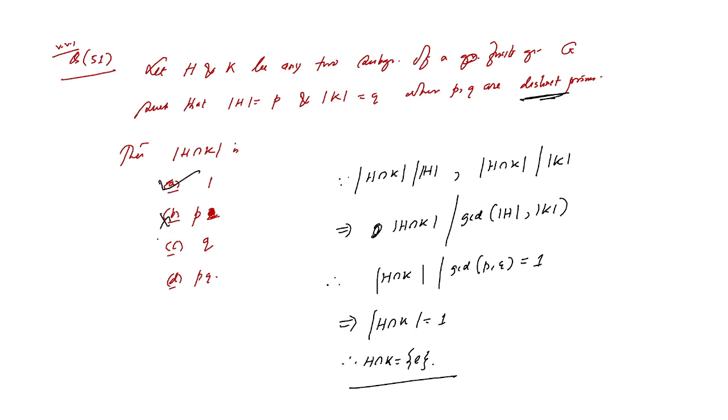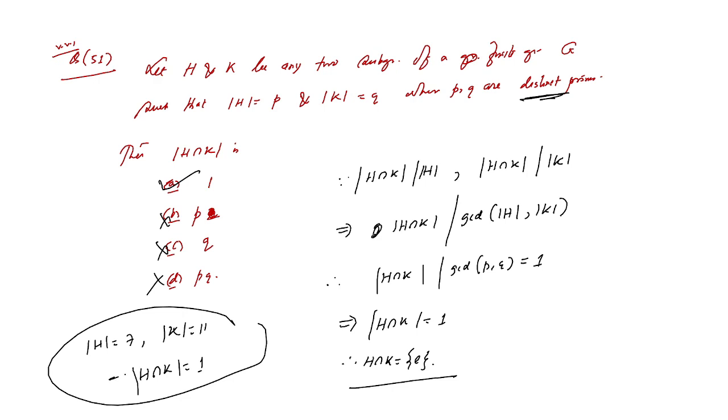So option A is correct, all other options are wrong. So in place of P and Q, say you are given the order of H equals 7 and the order of K equals 11. What should be the order of H intersection K? Again it will be 1, because the GCD of 7 and 11 is 1.